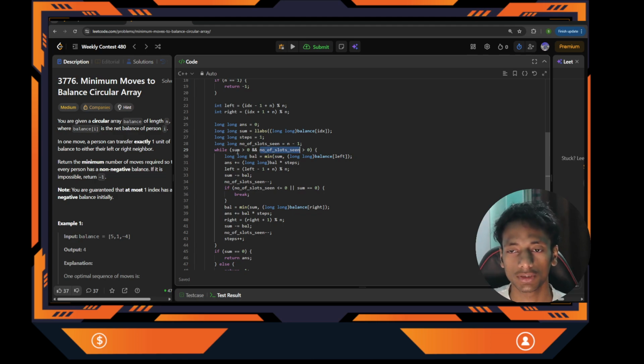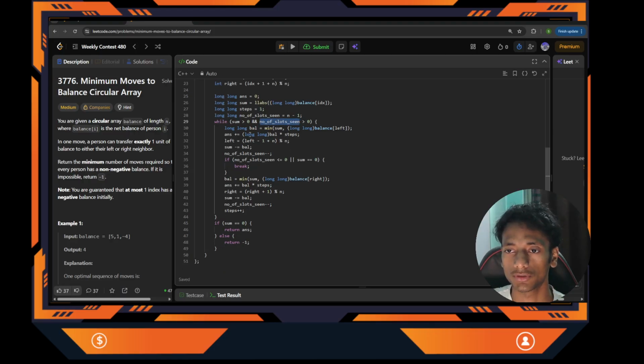So we'll see that our target sum is still greater than 0. That means we have some amount to transfer, and we also have some option. To check whether we have options or not, that will be indicated by this number of slots seen. Got it? Now try to find out the balance I actually want to transfer. That will be the minimum of the sum I want to achieve and the balance I have at the left pointer. I already explained why we have to take the minimum balance.